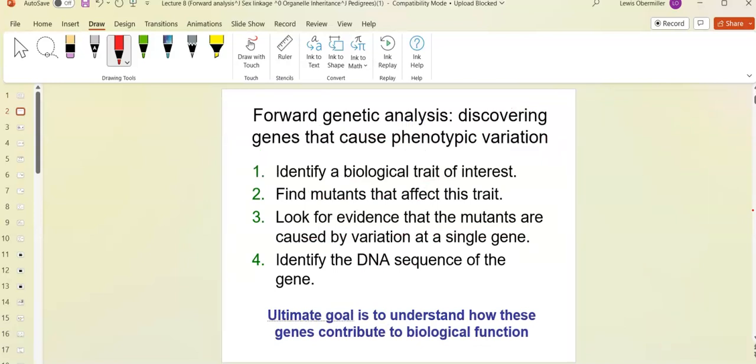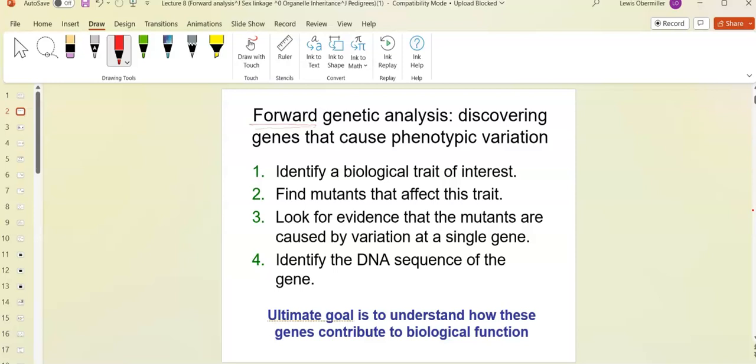So there are two ways to do genetic analysis. One of those ways is called forward genetic analysis, and the other one is called reverse genetic analysis. So old school geneticists used forward genetic analysis. This was really the only way to sort of figure stuff out. It's kind of easier to do reverse genetic analysis now with the way that we can manipulate DNA, as opposed to this forward genetic analysis, which is kind of a fishing expedition.